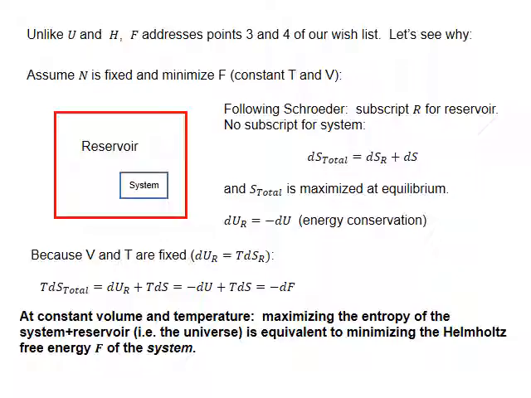So we're going to assume that N is fixed, and we're going to try and minimize F at constant T and V. And I'm going to show that this is basically identical to maximizing S for the combination of the system and reservoir. So the entropy of our universe, and remember our universe consists of reservoir plus system, is S total, so that's S sub r plus S. There's no subscript for the system here. So if I just write S, that means the entropy of the system.